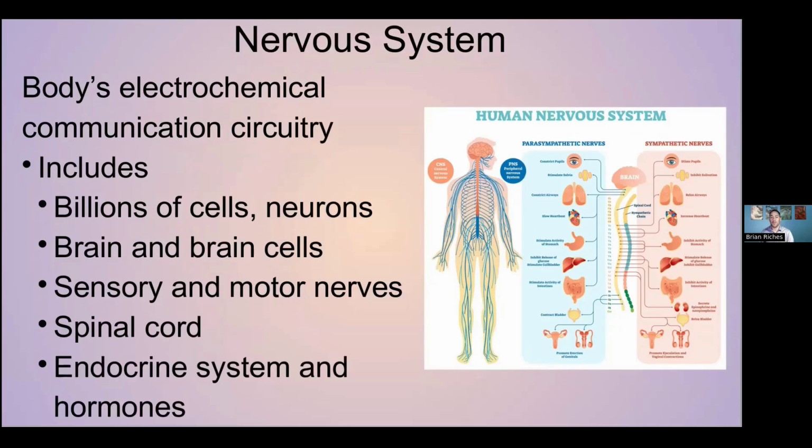And then we also have our endocrine system. So the endocrine system is our hormones in our body. So our stress hormones, the hormones that tell us to calm down and go to sleep. All of these are also part of our body's electrochemical communication circuitry. So the neurons are usually what we focus on, but the hormones in our body are also a big part of that. So, with this, there's a couple key things to know as we're talking about the nervous system.